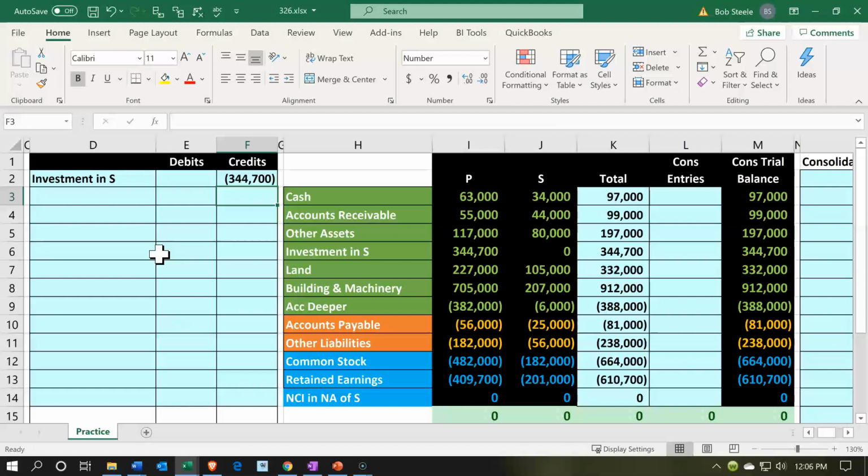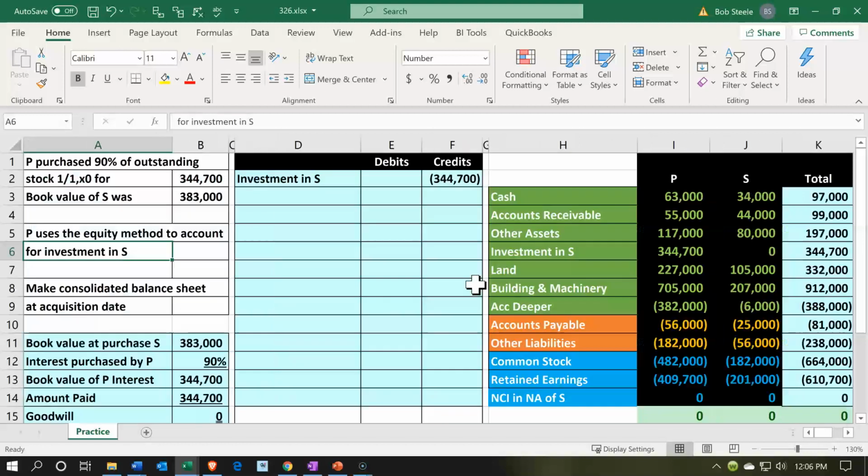And you'll recall that it's right at the point of purchase. So where did we get this 344.7? Where did P get that? Well, they debited 344.7 and credited cash at the point of purchase. Under the equity method or a cost method, it would be the same because no other activity has happened thus far. So that 344.7 is the 344.7 that was paid in our problem over here.